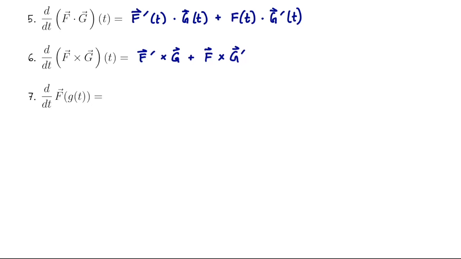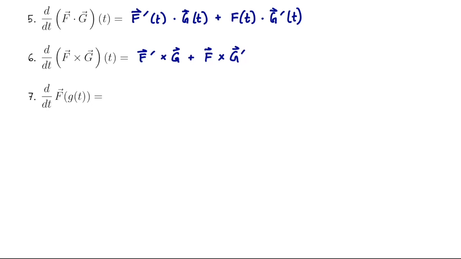Be careful here to watch out for your order, because cross product is not commutative, so make sure you don't do g cross f prime, because that would actually not be correct. And in this final property, we have a chain rule statement here. g of t is a scalar valued function, and capital F is a vector valued function. So our outside function is just F of t, that's just a regular vector valued function, but then let's say we're plugging in something like t cubed.